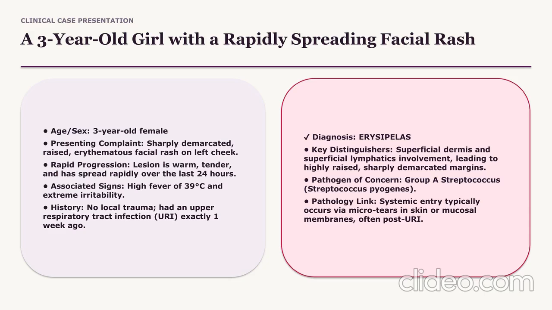Colony morphology. On sheep blood agar, S. pyogenes produces characteristically small, pinpoint colonies 0.5 to 1 millimeter. These are surrounded by a wide, 2 to 4 millimeter, completely clear zone of beta hemolysis, indicating the complete lysis of red blood cells.